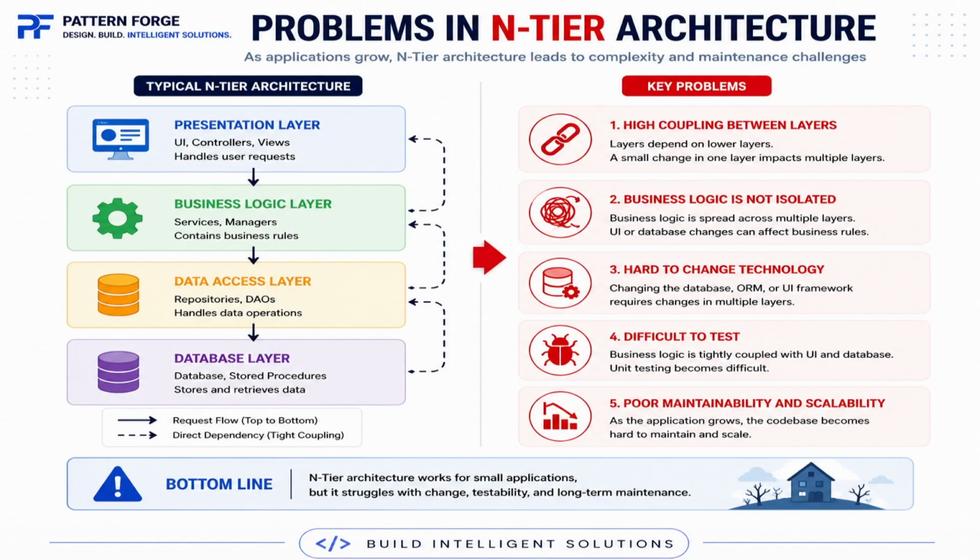Let's look at this typical N-tier architecture flow here. We have the presentation layer, the business layer, the data access layer, and finally the database layer. At first sight, everything looks clean and well organized. Each layer has its own responsibility, but as the application grows, these layers become tightly connected, and that's where the real problems begin. Let's start with the first challenge, that is high coupling.